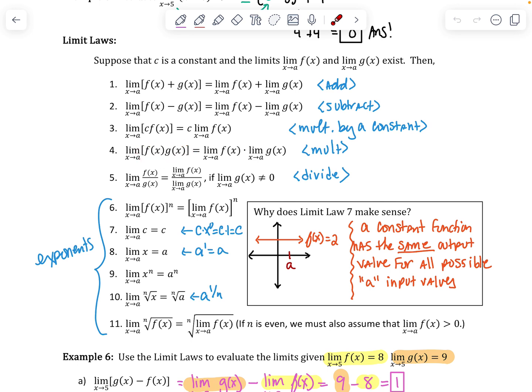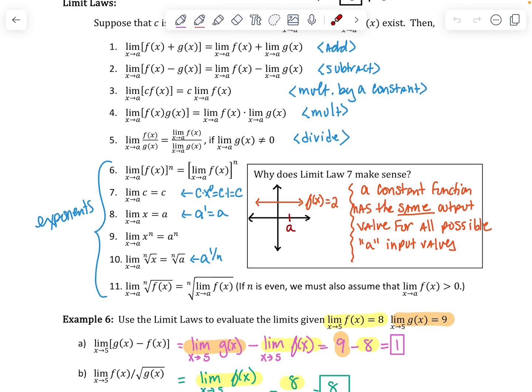The product of functions as a limit could be the limit of one function multiplied with the limit of another. Same thing goes with divide, but be careful. F divided by g may have a limit, but the limit of g by itself needs to also exist. It cannot be 0. And then I kind of group laws 6 through 11 as the exponents. If you have the function that is to a power and you're taking the limit, you could just take the limit of the function and then that result to whatever exponent or power you have.